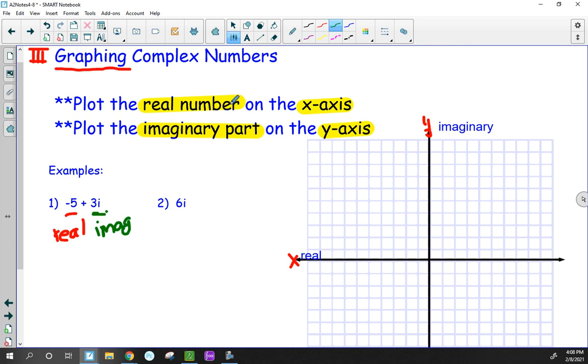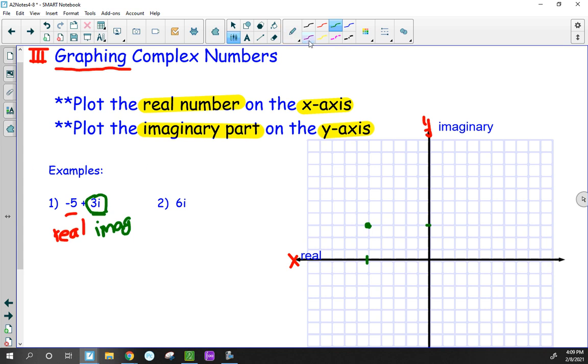You're going to plot the real number on the x-axis. So you're going to go to -5 on the x-axis. 1, 2, 3, 4, 5. This is 3i, and it's actually a positive 3. So after you move left 5, you're then going to, on the imaginary axis, go to 3. So here's 3, and here's -5. And you're going to find where they intersect. So this is the location for -5 plus 3i.